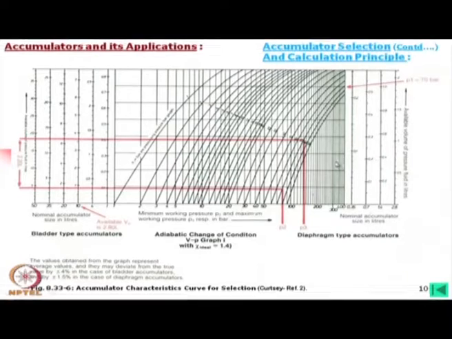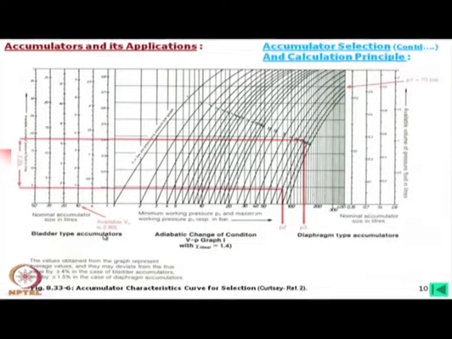So, we can estimate how much volume will be available for working. We will just consider a pressure range, and from there we will get it. Here the available volume is also given on the same scale, on both sides. In that way we can use this graph.